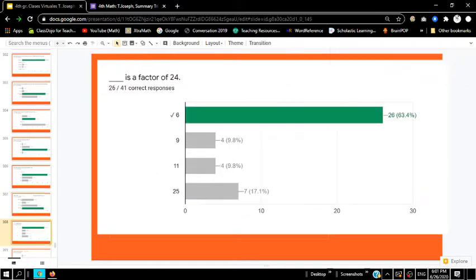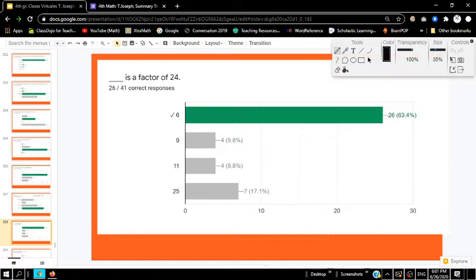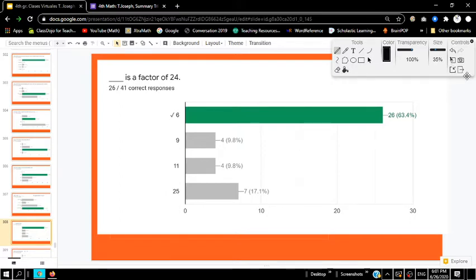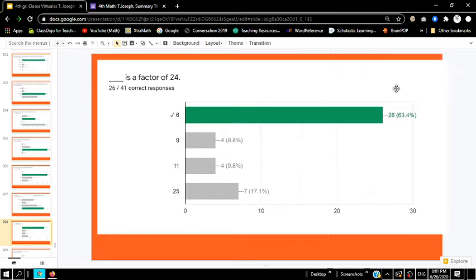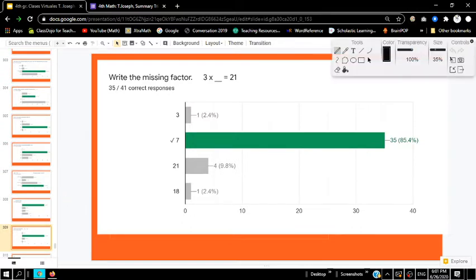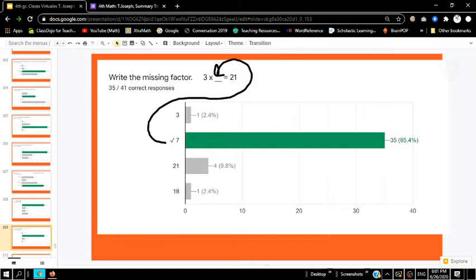The next question says, blank is a factor of 24. Well, if we look at these numbers, 6 is a factor of 24 because 6 times 4 equals 24. No other number like 9 or 11 or 25 can go in that blank, only 6. Most students got that correct. Congratulations. The next problem says, write the missing factor. Well, most students, 85% of you, got that factor correct. If we put 7 in that blank, 7 times 3 equals 21.